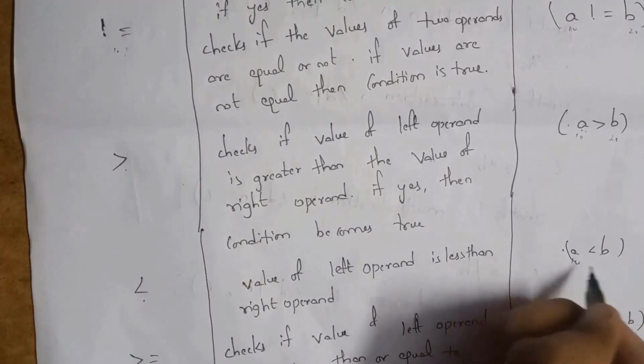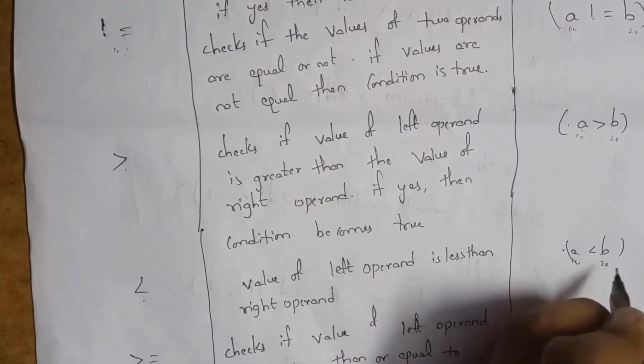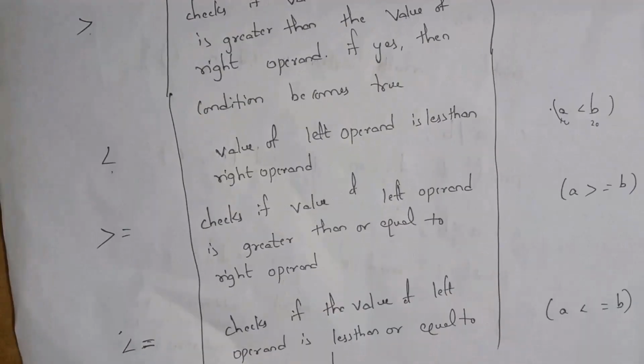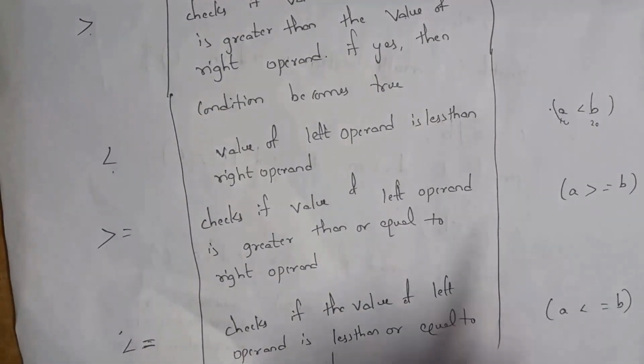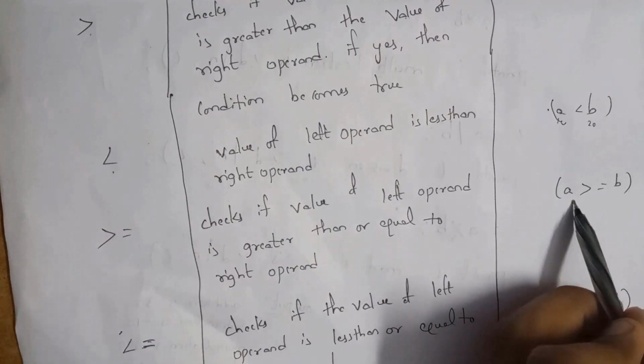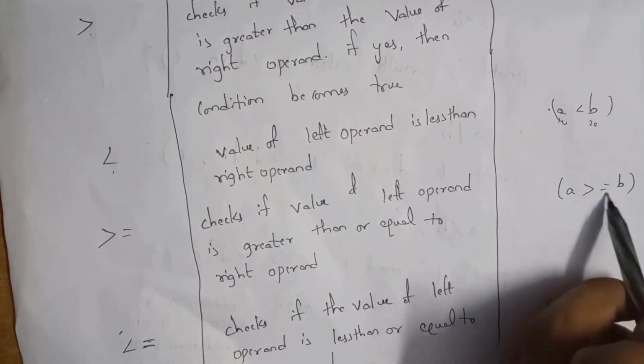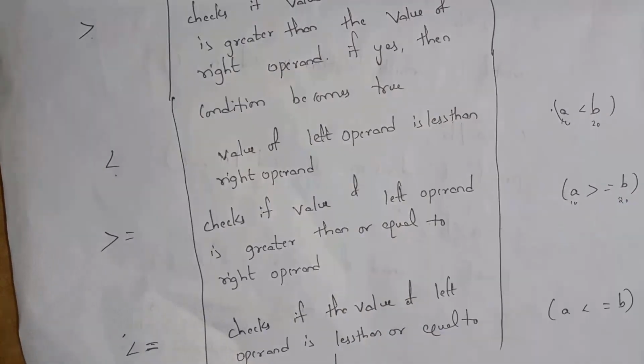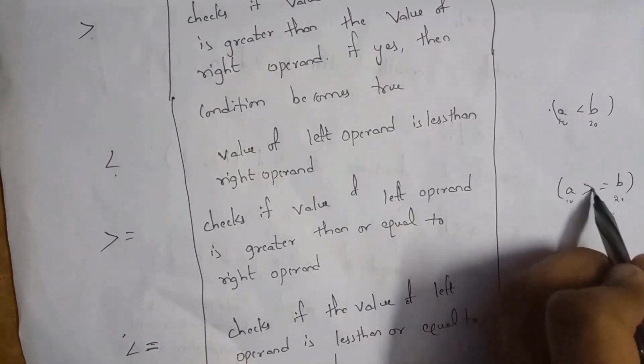Value of A is 10 and value of B is 20. 10 is less than 20. Condition is satisfied, so this condition is true. Next one is greater than or equal to. This is how we represent greater than or equal to, that is A >= B. Here value of A is 10 and value of B is 20. This condition is not satisfied because value of A is not greater than B.